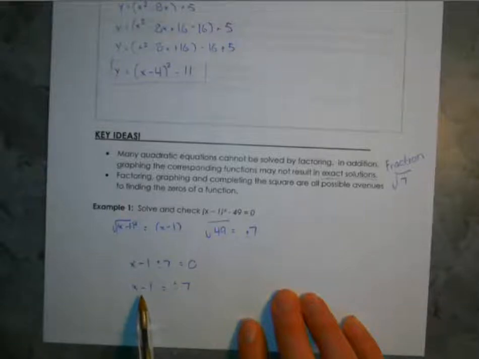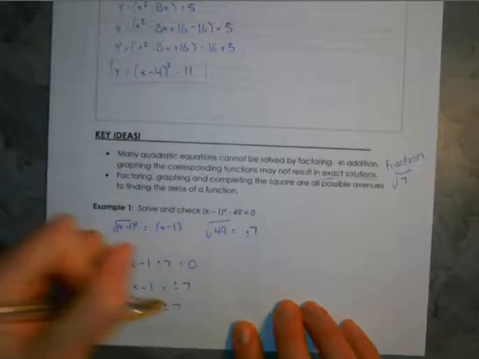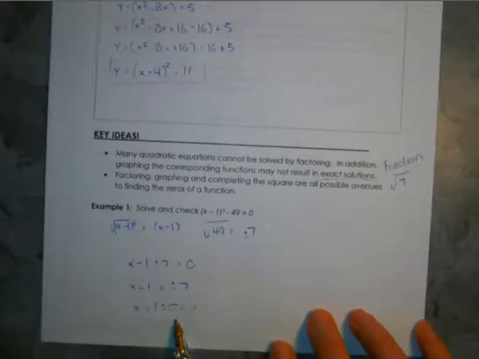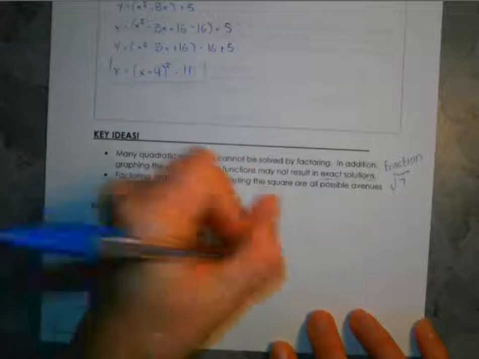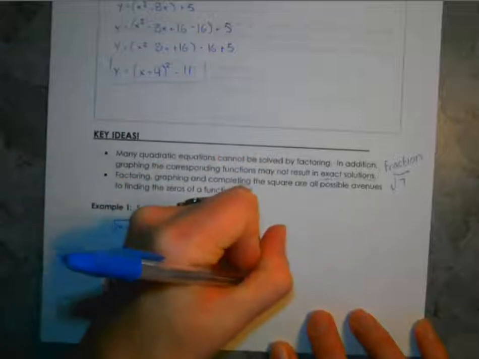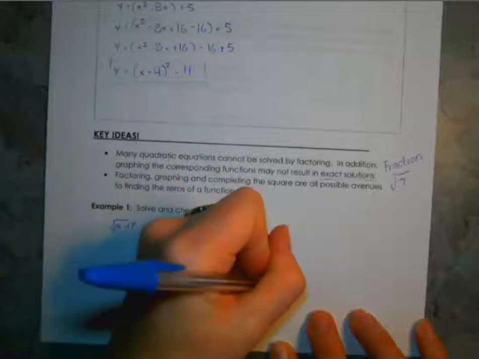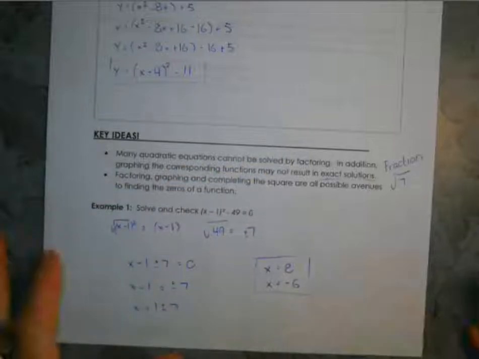And then now we want to move this 1 away. Because it's minus 1, we want to add it. So x equals 1 plus or minus 7 is our answer. Okay, so that means we have 2 possible roots. x would be 1 plus 7, which would be 8, or x can be 1 minus 7, which would be negative 6. So those are our 2 possible roots that we've solved for.